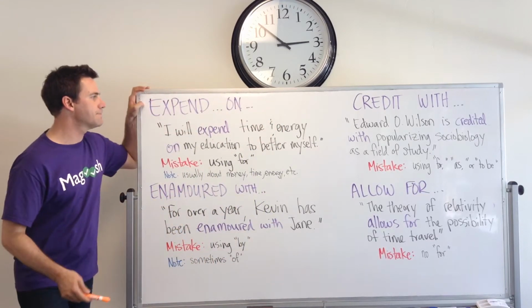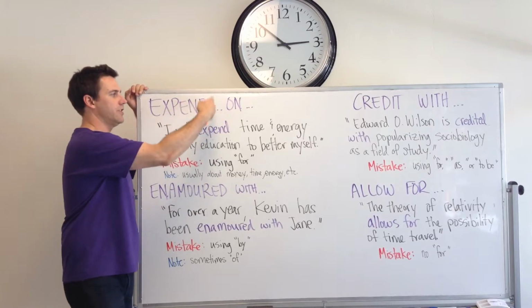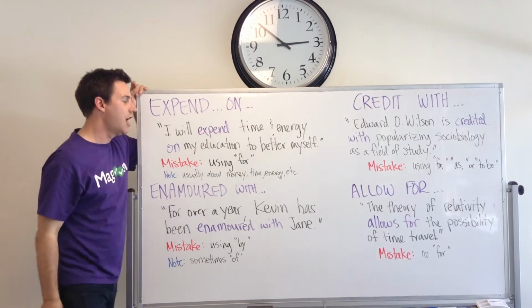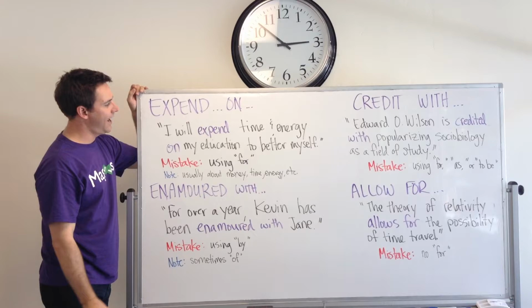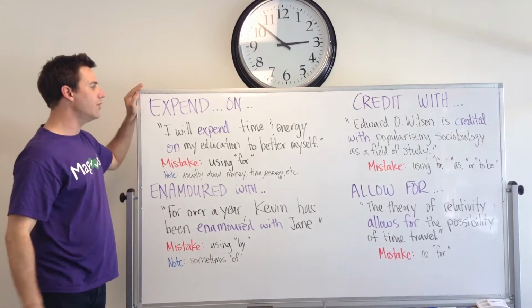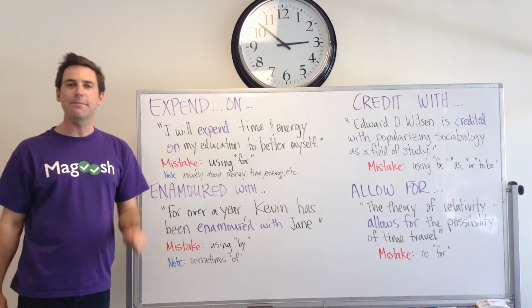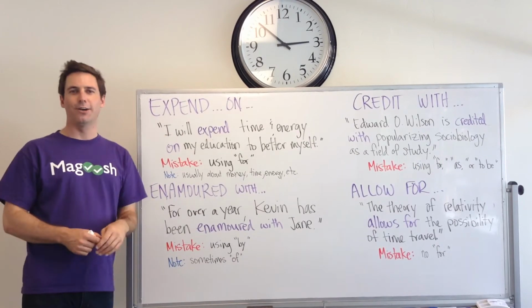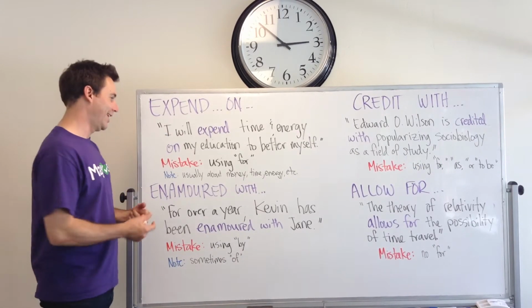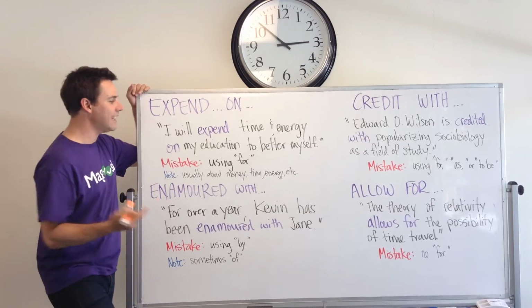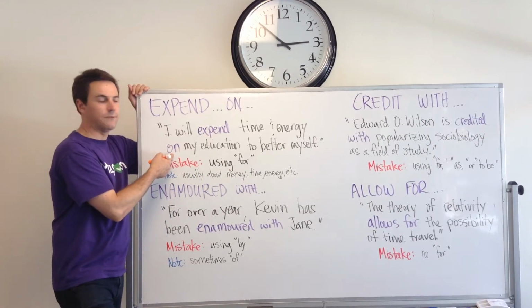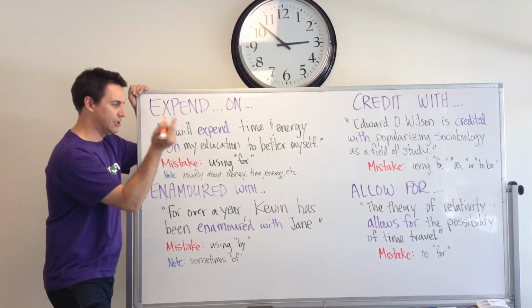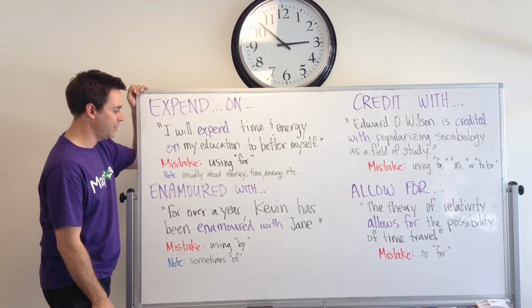Our first one is expend ... on. Usually there's stuff there on something else. And here's an example. I will expend time and energy on my education to better myself. Excellent. Good sentiment. So the mistake here is using for. You wouldn't want to use for here. That's just not idiomatic. It's not what we do.